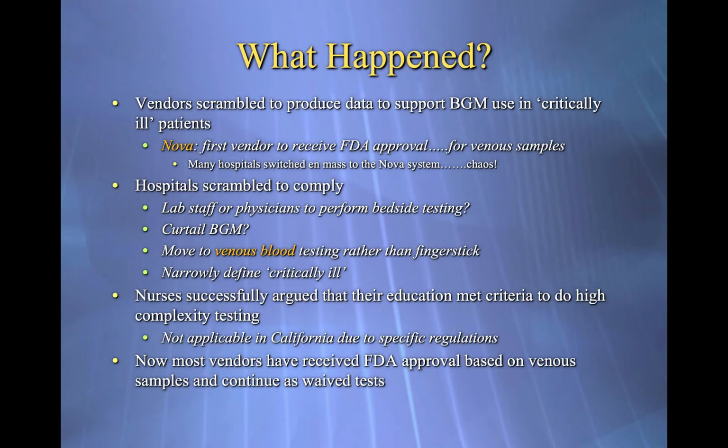So what happened? Well, vendors scrambled like mad to produce data to support the use of their meters in critically ill patients. Nova was the first vendor to receive FDA approval, but it was for venous samples. So going back to that, there was a worry that capillary samples might not reflect venous levels of glucose because of hypotension or capillary bed constriction or sepsis or shock.